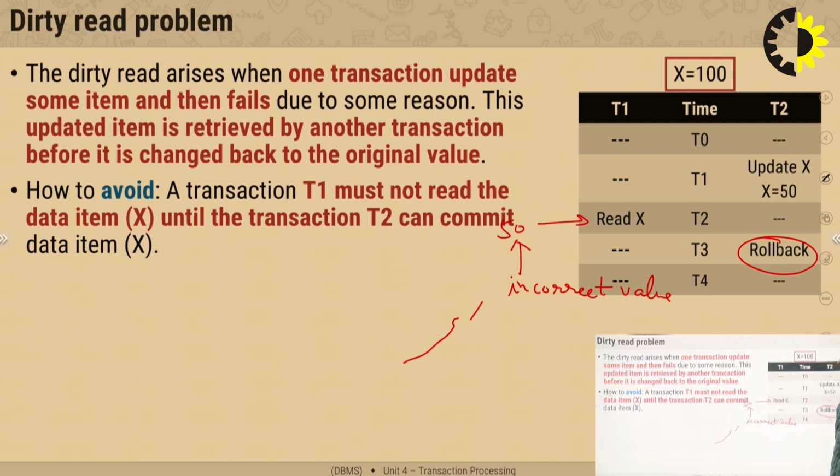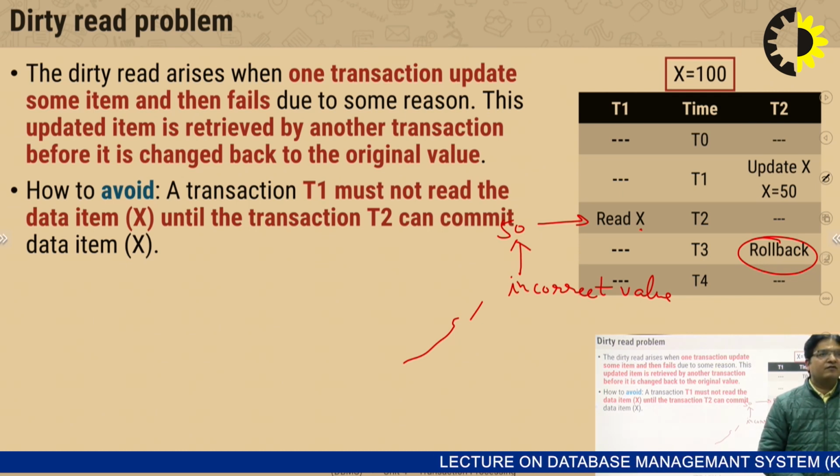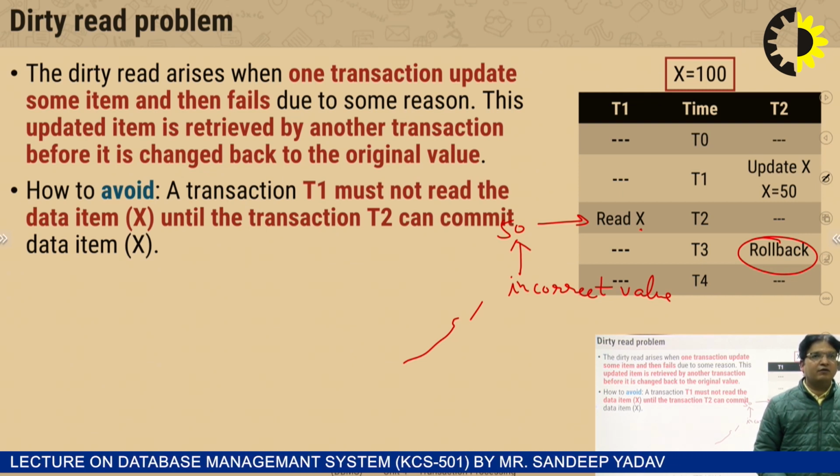A transaction T1 must not read the data item X until the transaction has committed the value. The problem here occurs because we have read the value that is written by T2. Now that transaction T2 has not committed the value yet and it fails. So the value that is read by transaction T1 is 30. So what should happen is that if a transaction is reading a value from another transaction, then that value must be first committed, so that only values from committed transactions are read, so that we can avoid the problem of dirty read.